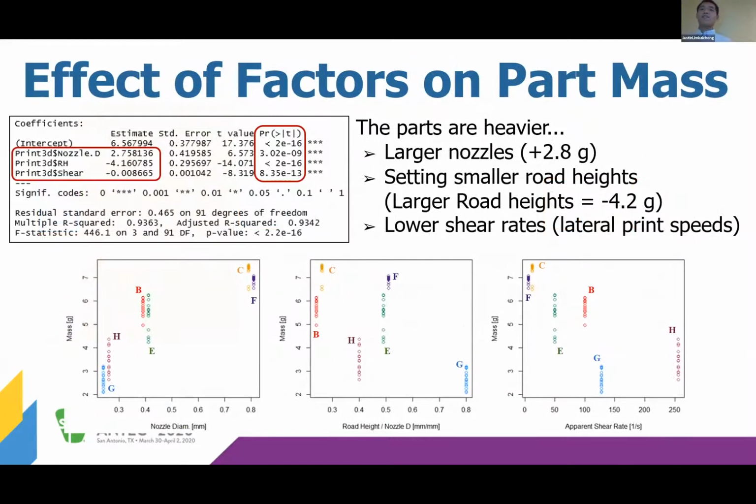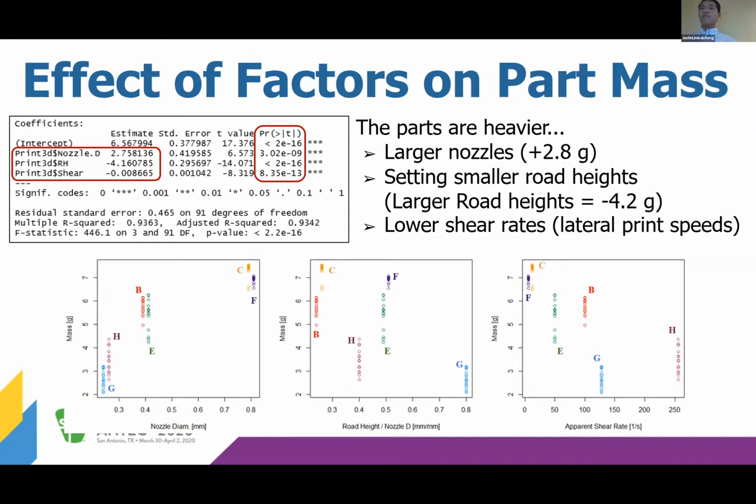So in terms of our different factors and how they affected our parameters, when varying the nozzles, we see that our larger nozzles actually produce 2.8 grams more. Once you go to larger nozzles, your parts actually weigh 2.8 grams more than with the smaller nozzles. So you can see again, the highest was almost 6 or 7 grams, which is still a bit off from our theoretical 8 grams.